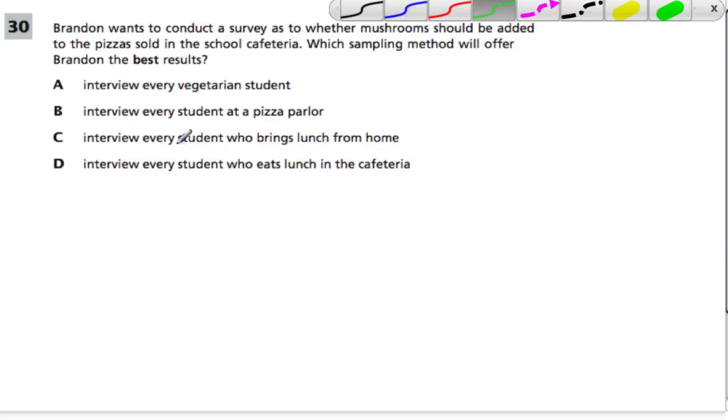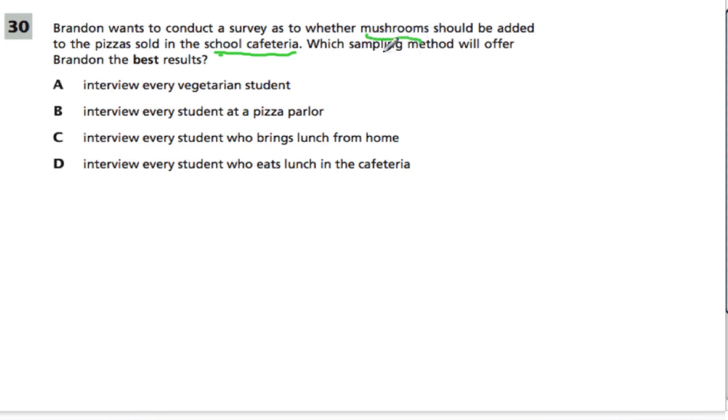So this person, Brandon, wants to figure out in the school cafeteria if mushrooms should be added to the pizza. So the idea is you want a sampling method that will get the best results. Sampling method is the way you collect data.